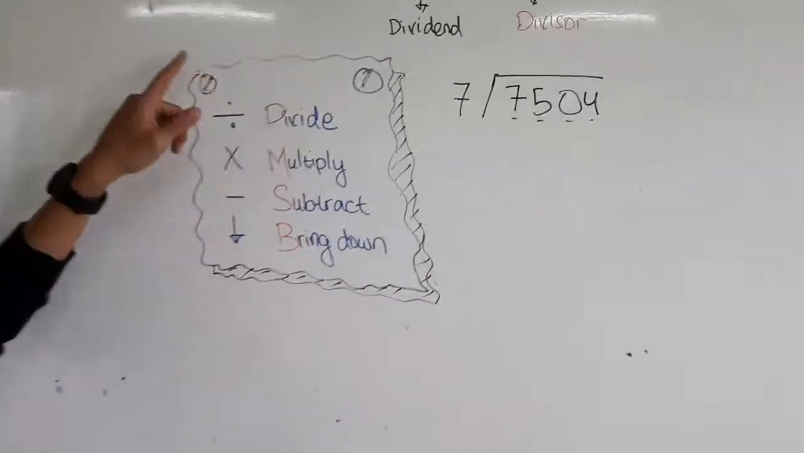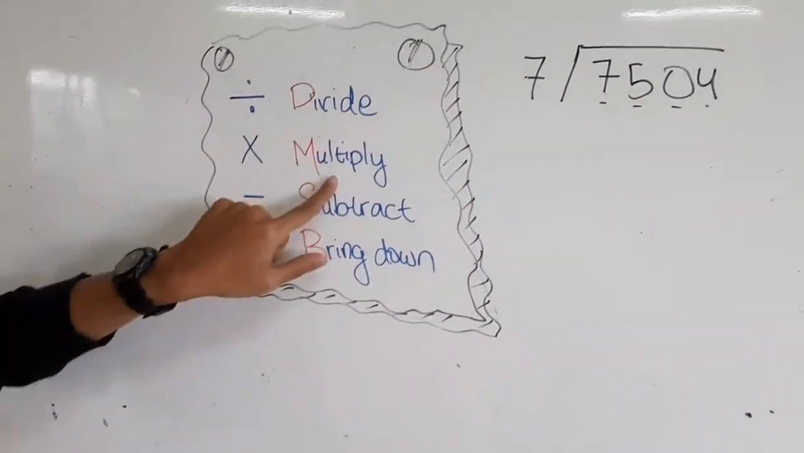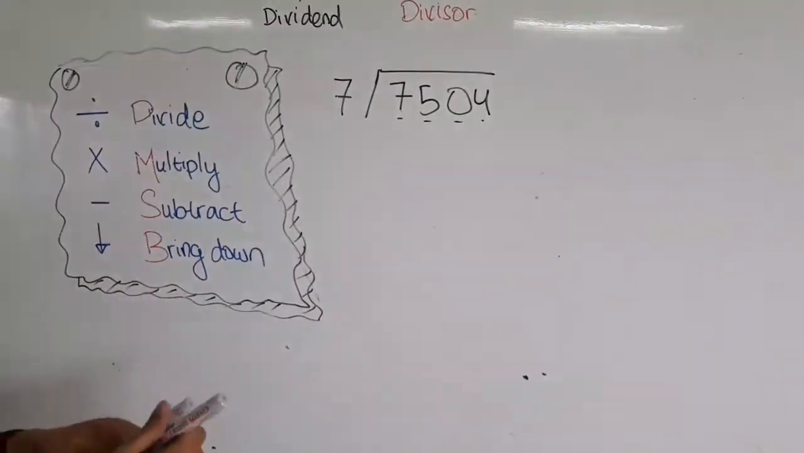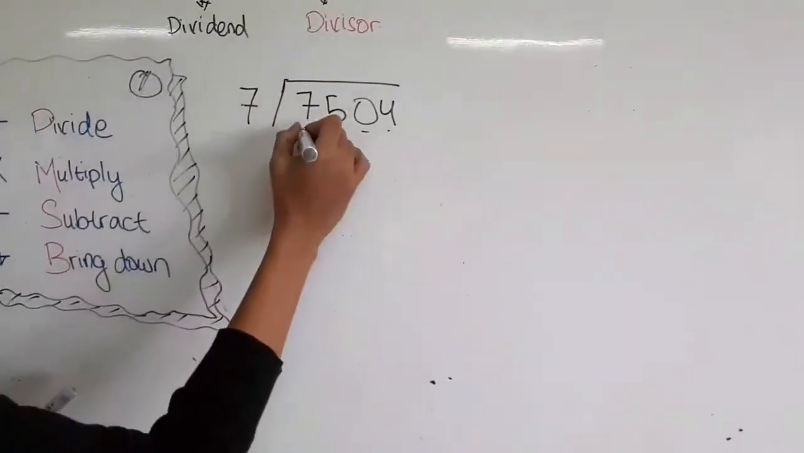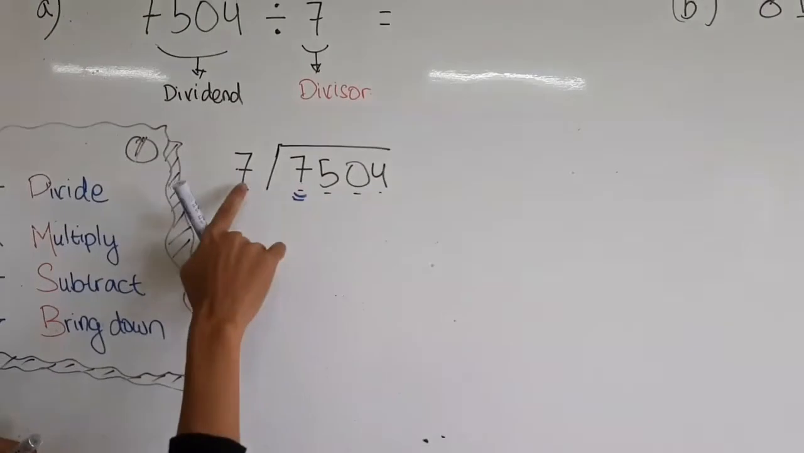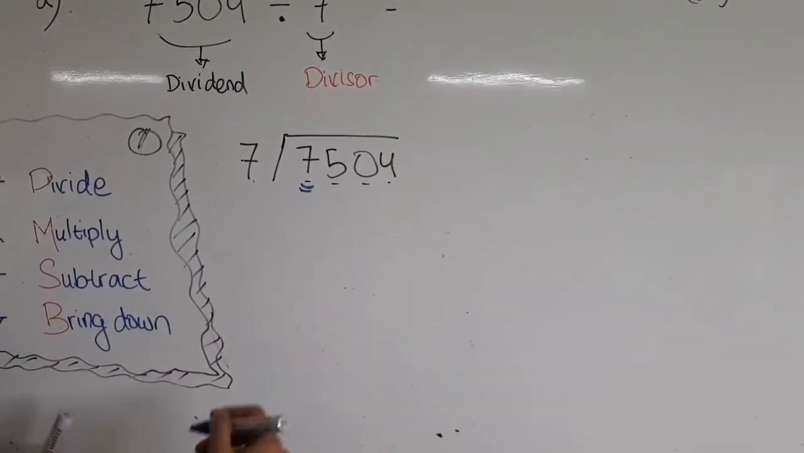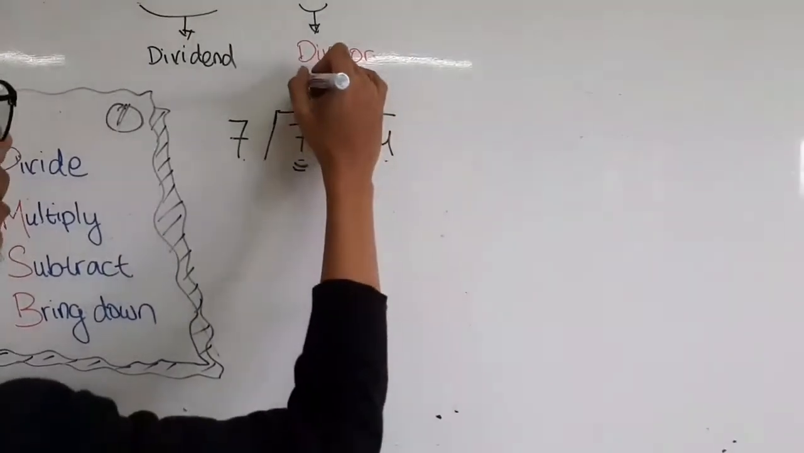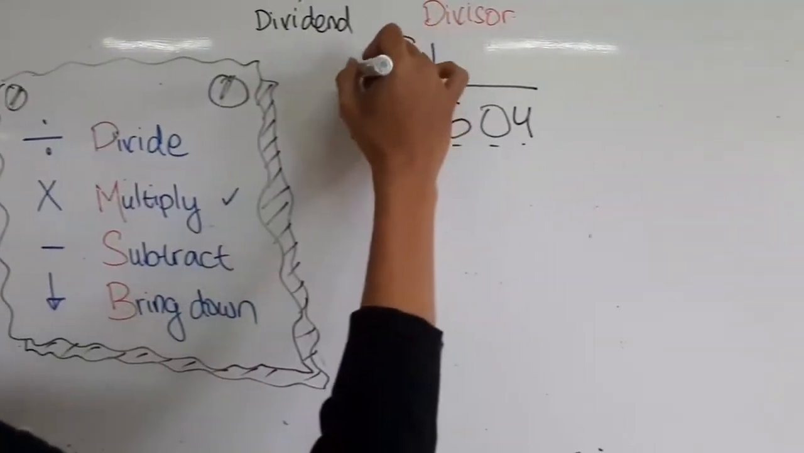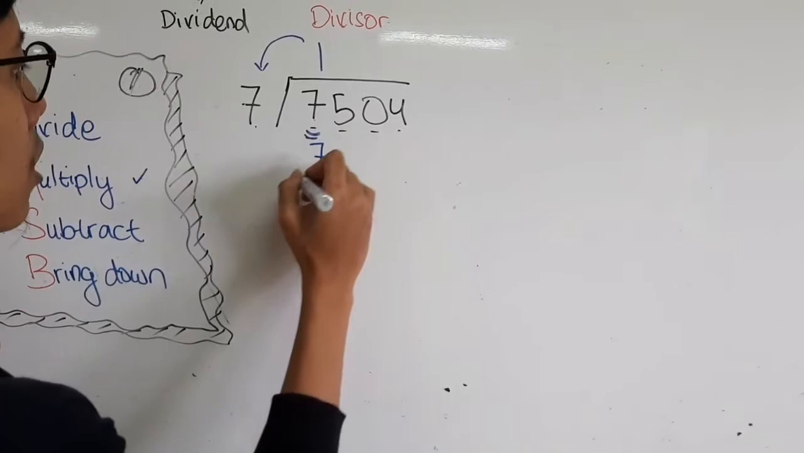Remember about the acronym "Does McDonald's Sell Burgers". That means first we have to divide and then multiply, after that subtract, then bring down. So the first step is we need to divide. What we need to divide, sir? Yes, the dividend divided by the divisor. What times 7 to become 7? Yes, it is 1. So where we'll put 1, we can put it on the top. And then the next step is multiply. Let's multiply. 1 times 7. It is also 7. We put it below 7.